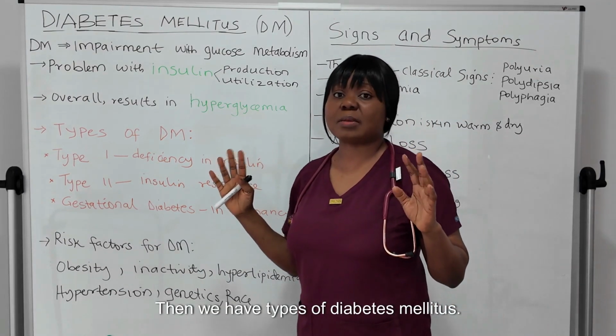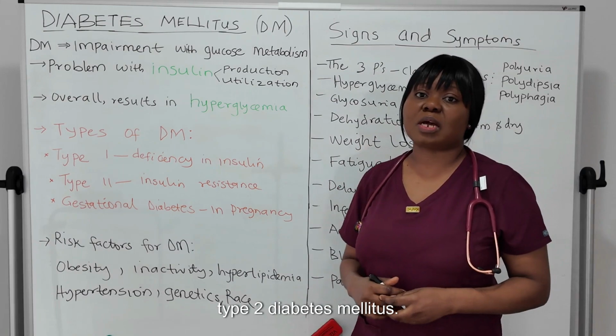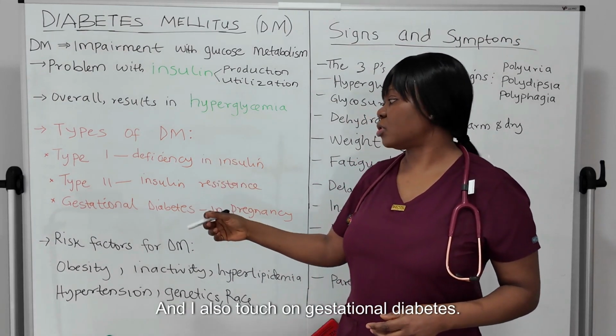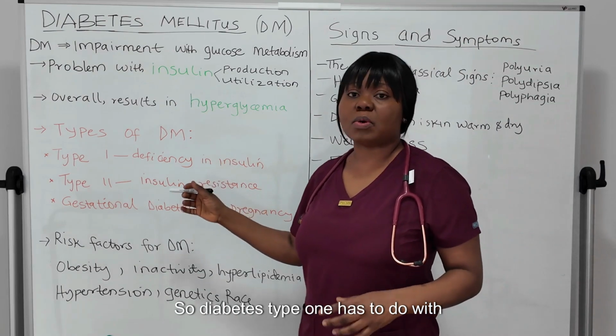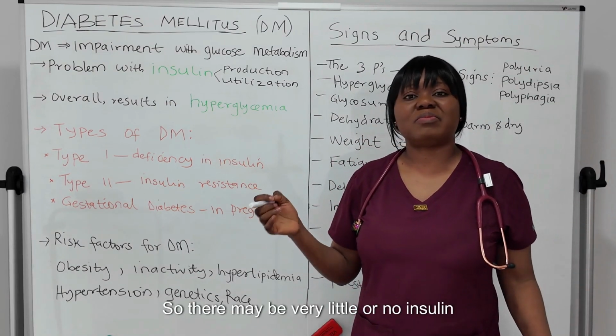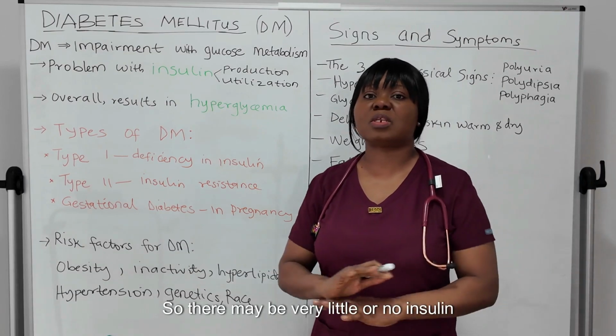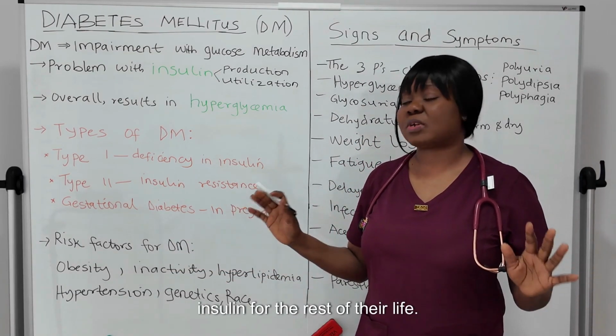Then we have types of diabetes mellitus. We have type 1 diabetes mellitus, we have type 2 diabetes mellitus, and I'll also touch on gestational diabetes. So diabetes type 1 has to do with deficiency in production of insulin. So either very little or no insulin is produced at all. So these ones, they would depend totally on insulin for the rest of their life.